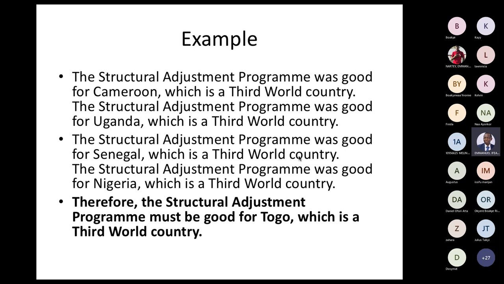Now, the premises are talking about how the structural adjustment program fared in four third world countries. And on the basis of that, the conclusion decides that it would be good for yet another third world country. So that's an argument by analogy. That's what we call an analogy, because it worked here, we conclude that it will work here. Okay.